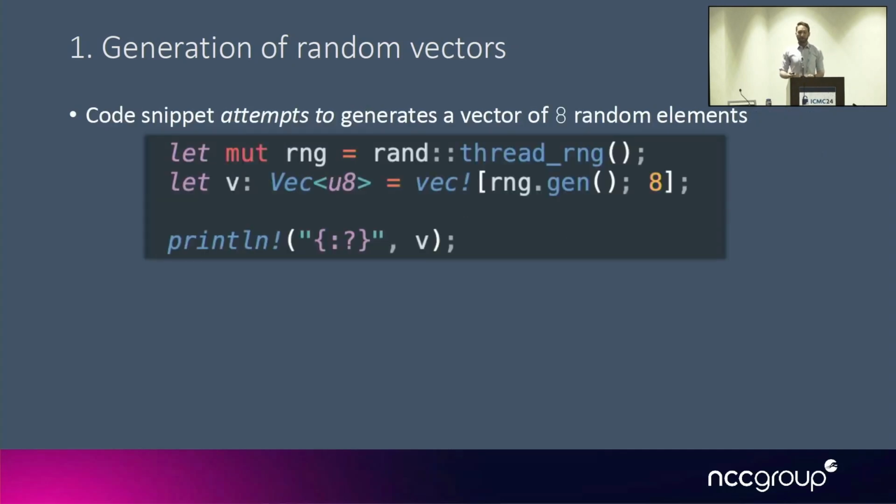So now, what happens if you try to generate a vector of random elements? The code snippet here essentially instantiates a random number generator, and then it uses that last macro syntax to try and generate a vector of 8 random elements by calling rng.gen and then repeating that 8 times. Here, I'm going to print the value of the vector. I'm just going to have a sip of water and let you think about what could be the output of that function call.